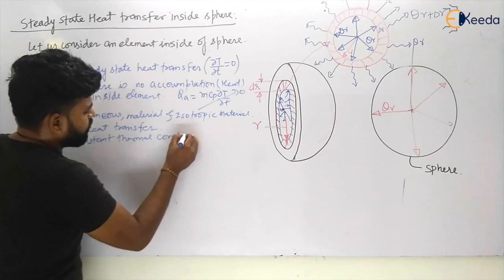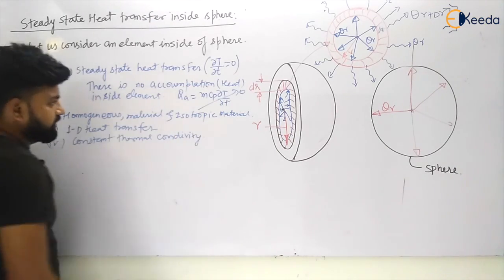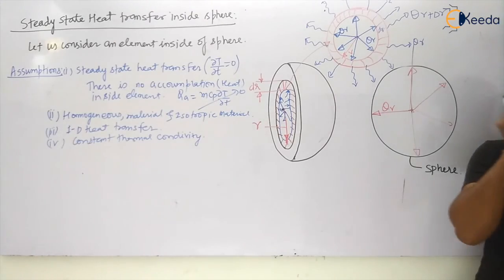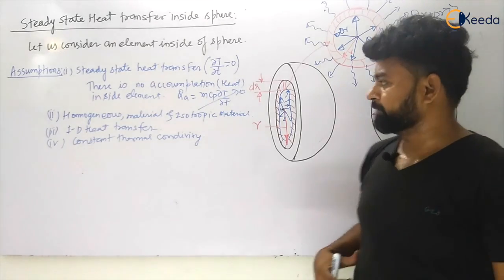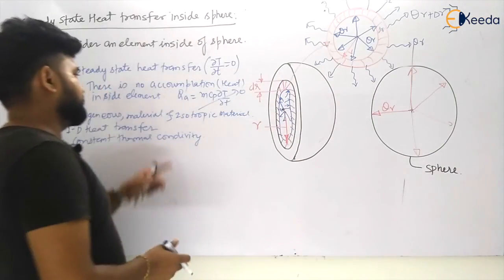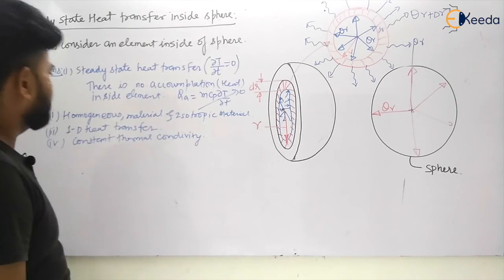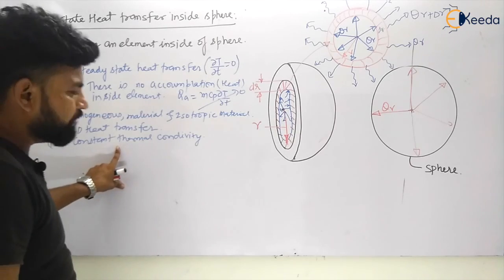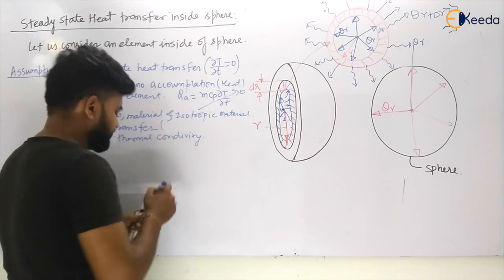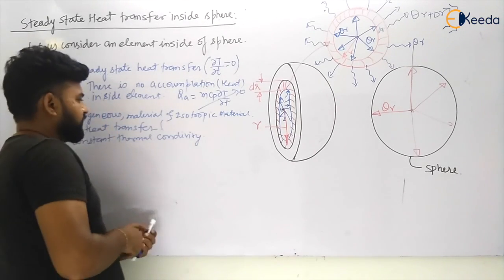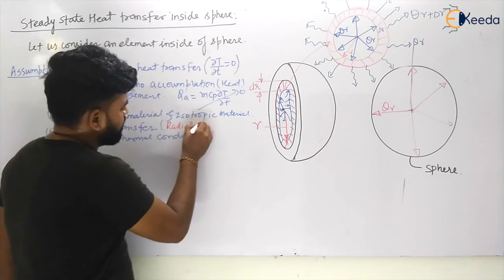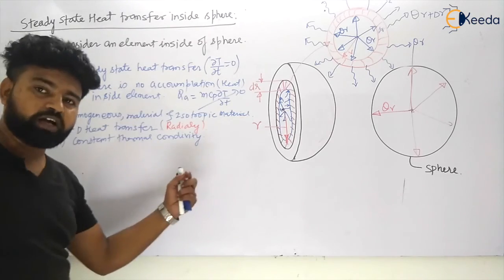So applying all these assumptions, my dear students, what can I have? Let us see. We have considered a steady state, we have taken that 0. Constant thermal conductivity, density is constant, and one dimensional heat transfer. Yes, heat transfer is occurring. How is heat transfer occurring? This is occurring radially, sir. Radially, that is along the r.